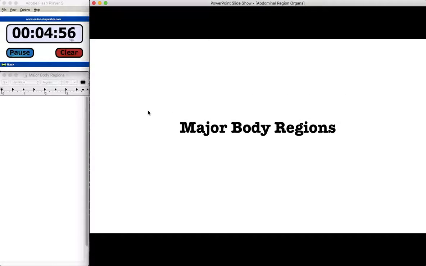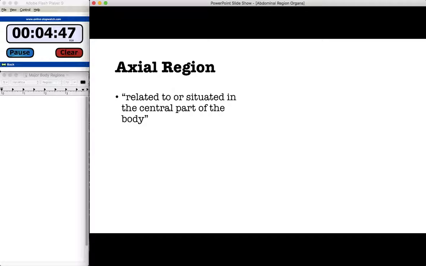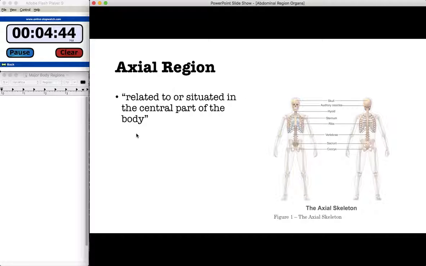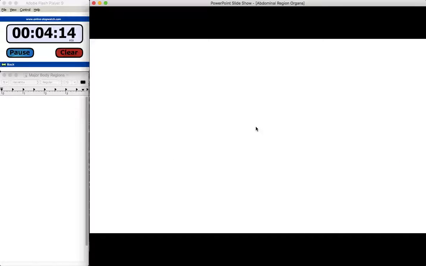So we're going to talk about the second part of major body regions, and we're going to look at the abdominal region. If we look back at last time, we started with the axial region, which had to do with the center of the body. We had the head, the neck, and then the trunk. And we divided the trunk into the upper half, the thoracic region, and the lower half, the abdominal region, with our natural divider being the diaphragm. So today we're going to be talking about the abdominal region.